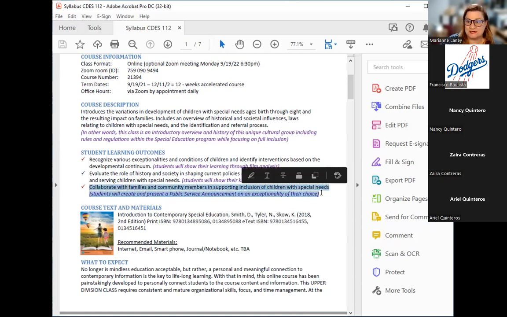We're going to do a public service announcement. It's making like a little poster or a flyer or a trifold. Yeah, you guys can do this. You guys get to pick.